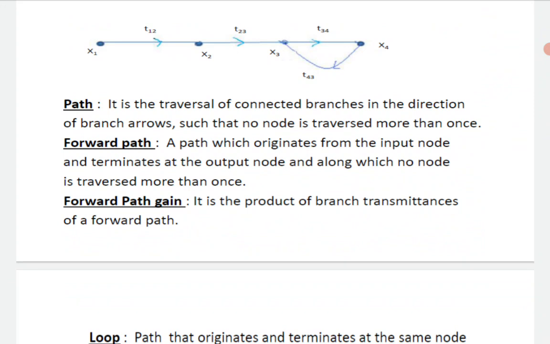Forward path: obviously I already spoke to you regarding the forward path. The forward path on the above diagram is t12 into t23 into t34. It is a path which originates from the input node and terminates at the output node, and along which no node is traversed more than once. In this scenario, according to the above diagram, x1 is my input node and x4 is my output node. Forward path gain, as I told you just now, is the product of branch transmittances of a forward path, that is t12 into t23 into t34.